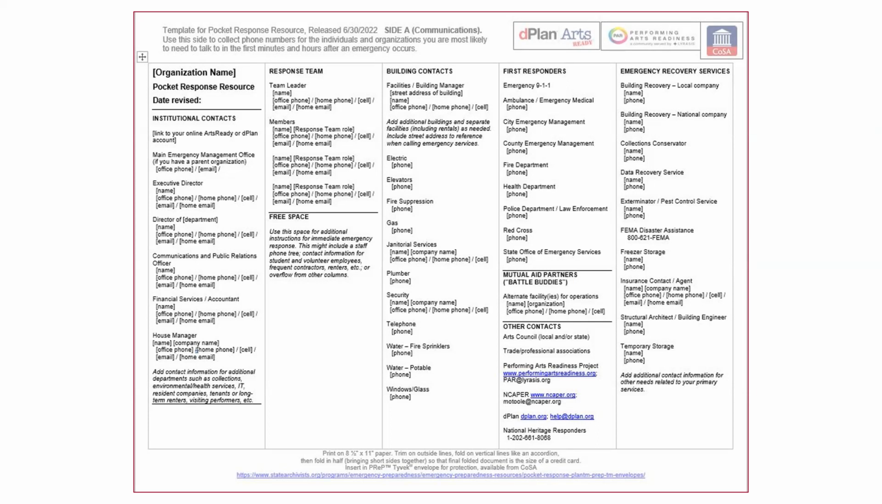You can download the PRR at dplan.org, by creating an account for your organization, then selecting Pocket Response Resource to access the template and instructions. If you already have a subscription, you will find the Pocket Response Resource saved with the guides and resources.